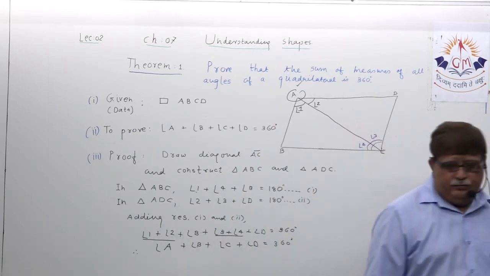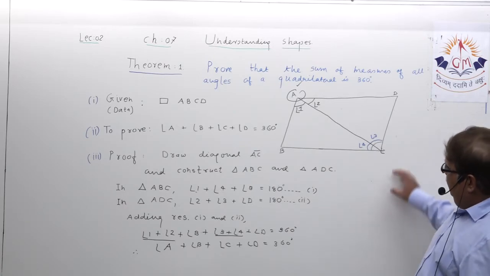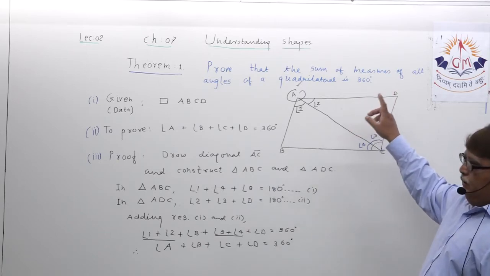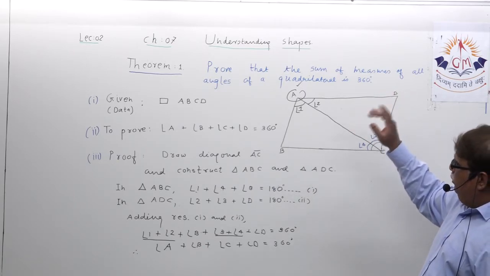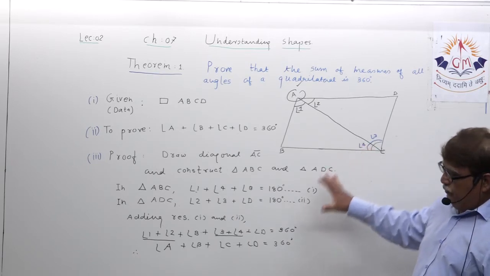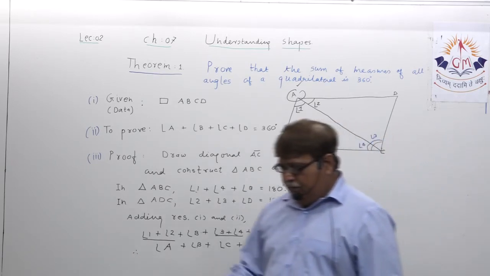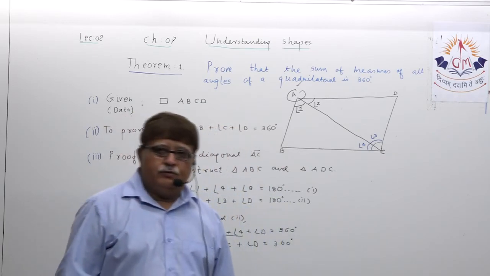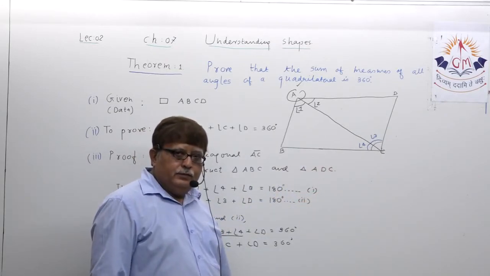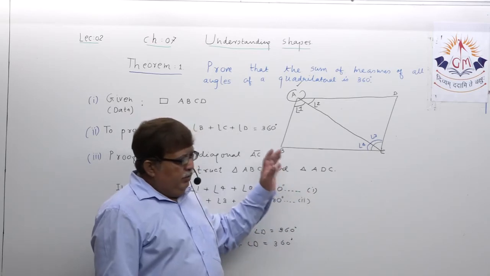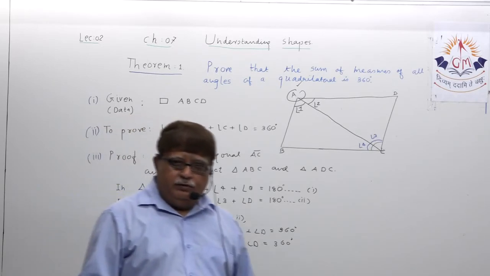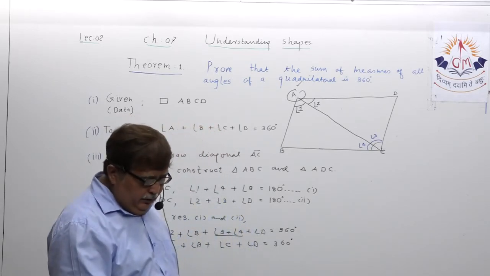First, you have a look at this, and dear student, in the exam, when you are asked to prove that the sum of measures of all angles of a quadrilateral is 360, this is what you have to write, word to word, nothing else. Understood? If you want to name the quadrilateral, do it. That's okay. But conceptually, you have to move as per this, okay? So this is the theorem.